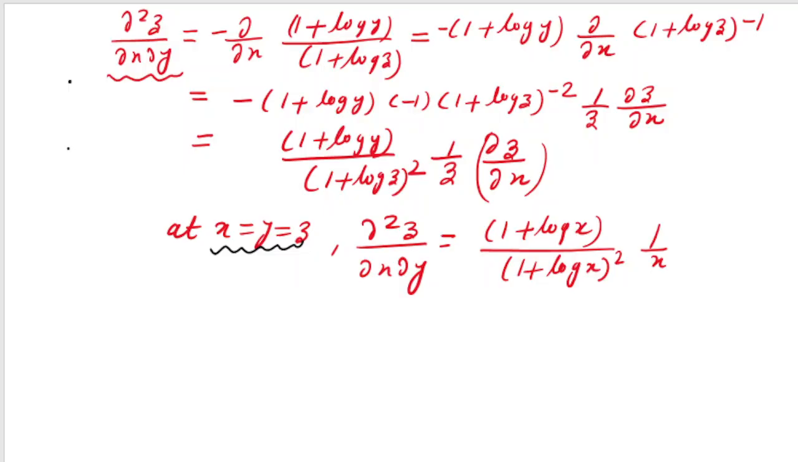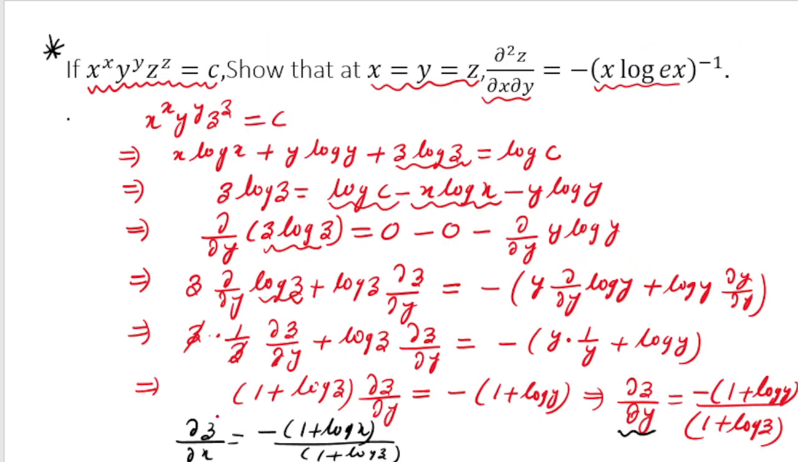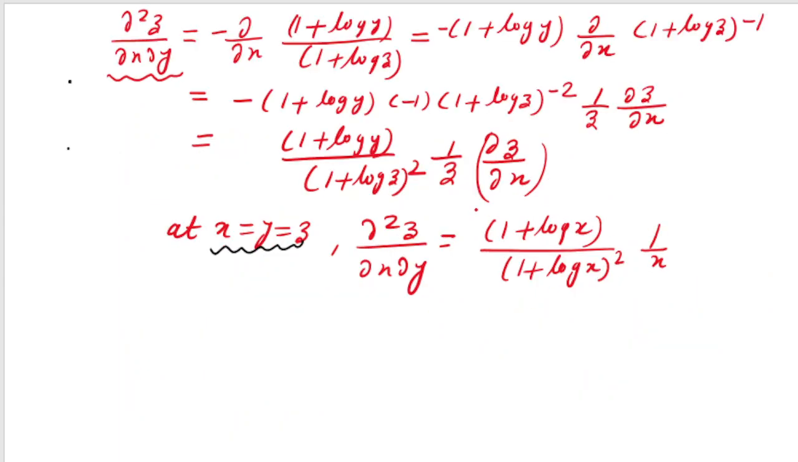So del z by del x at z is equal to x. If you put z is equal to x here, so at x is equal to z, what will be del z by del x? So del z by del x will be this, x and z will cancel, so I will get minus 1. So here for del z by del x I have to write minus 1.